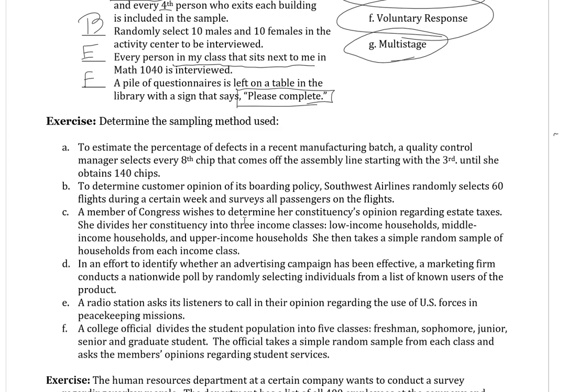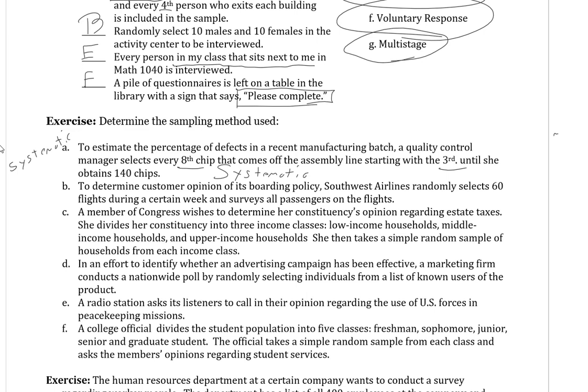Since this one says that they select every 8th chip, starting with the 3rd, that's a numerical way of selecting people. That's a very simple system. This is what we call a systematic sample. So that's a systematic sample. Maybe I'll put it over here. So, systematic. All right. So that one's pretty easy to identify. You're always looking for those kinds of things.